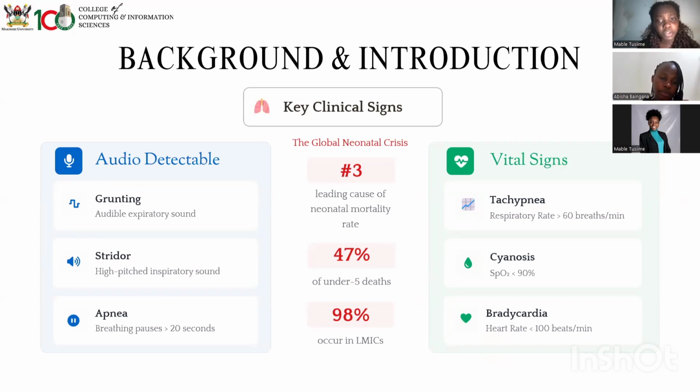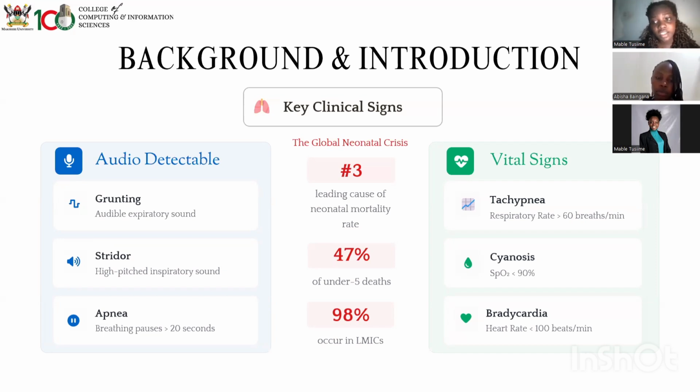So, what is our background? First of all, neonatal respiratory distress is the third leading cause of neonatal mortality rate across the world. And 47% of deaths under 5 years old are caused by respiratory distress. And then 98% of these occur in LMICs. So it's detectable by audio. This is by grunting, stridor, and apnea, which are described.